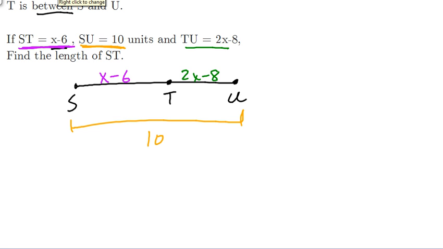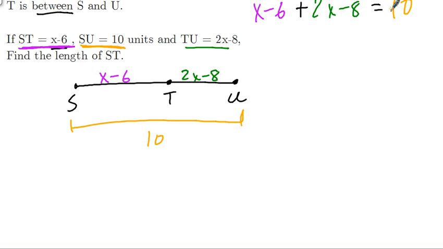Well, here we can't just look at it and get the answer. So we have to make an equation. We have to use the idea that the whole, the entire line, right, is the sum or addition of its parts. The purple part and the green part together give you the total orange part. Okay, so let's make an equation. x minus 6, which is just part of the line, combined with the other part of the line, which is 2x minus 8, equals the entire line, green and purple together make the entire orange, which is 10, right?